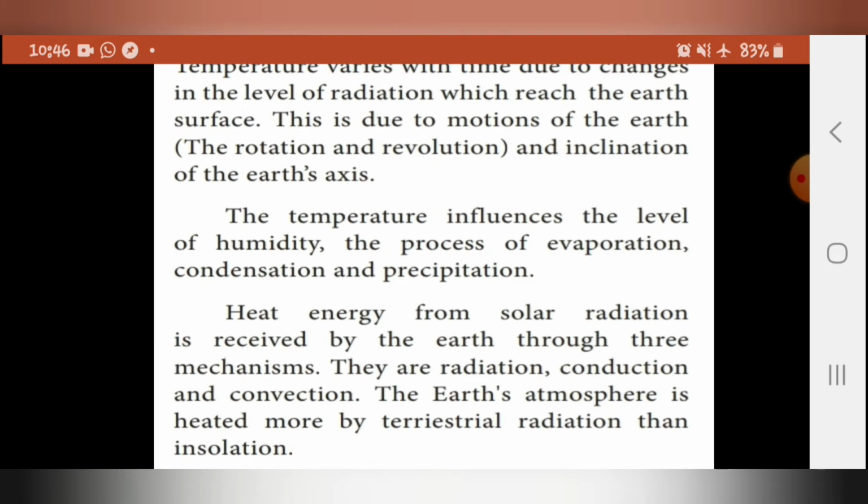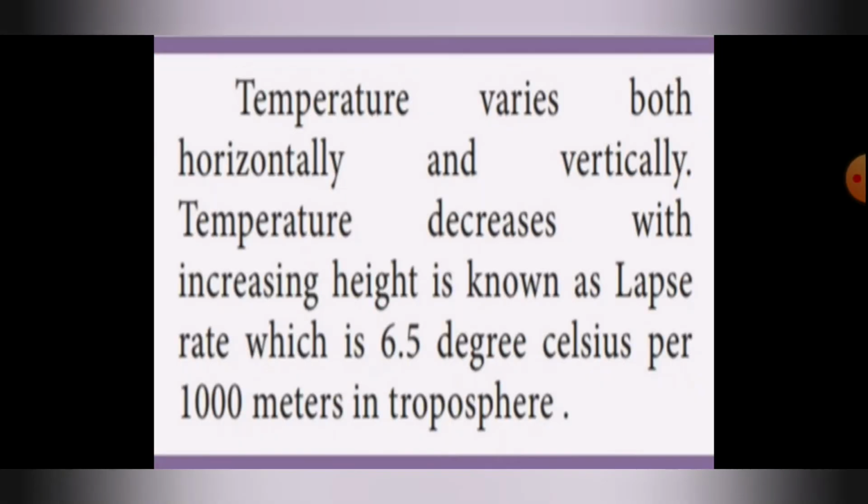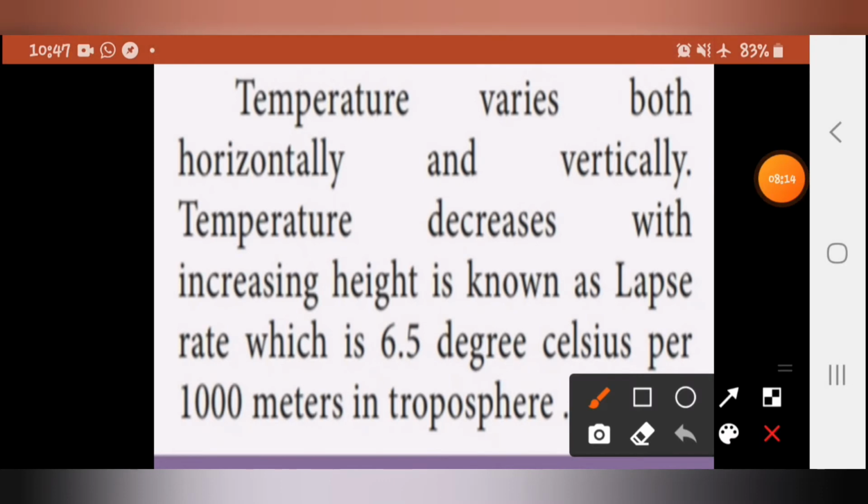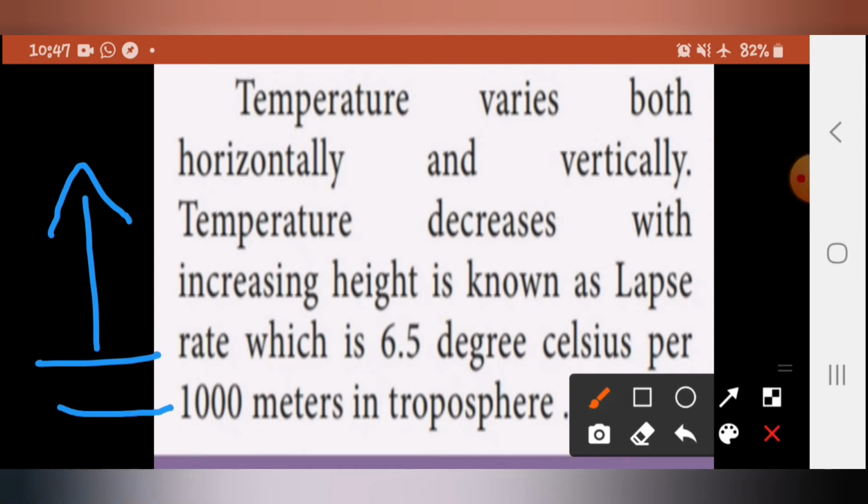So what is terrestrial radiation? That is radiation that is in the soil, water and vegetation, called terrestrial radiation. Next, temperature varies both horizontally and vertically. So what is horizontally and vertically? Vertical is upward from the earth's surface, and horizontal is from east to west. So temperature varies both horizontally and vertically.